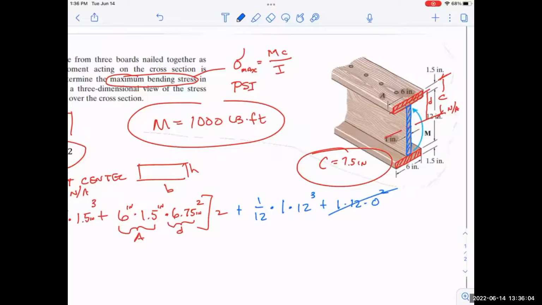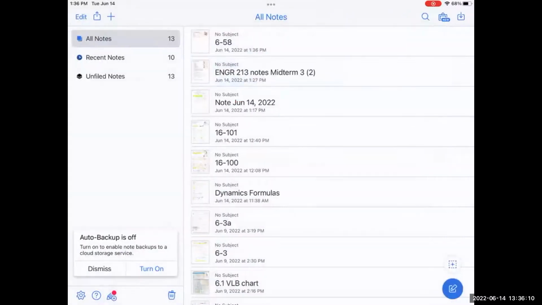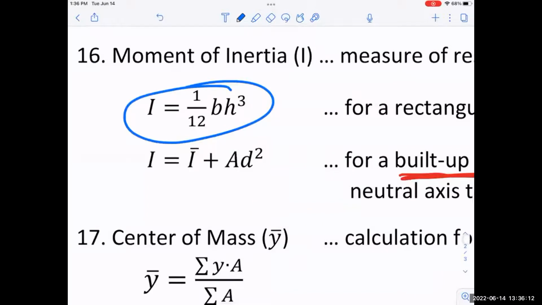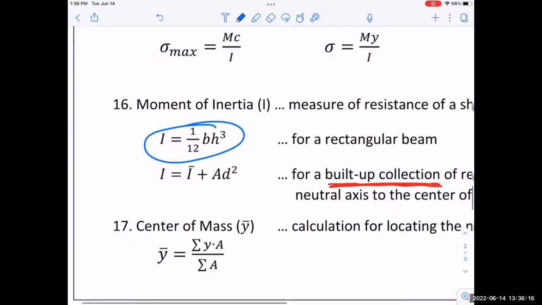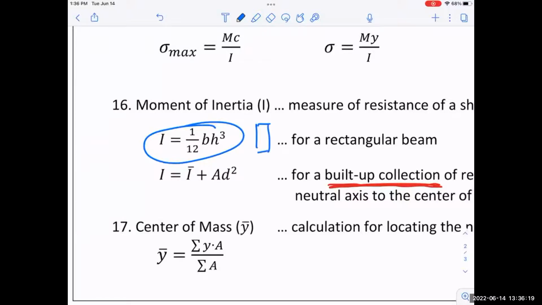And for that reason, when you're doing just a normal beam, that's why the note sheet said for a beam, just do this formula. For a rectangular beam where the whole thing is rectangular, the center of the neutral axis is right in the middle of it. Therefore, it won't have a D. And so they're basically just saying you just need the 1/12 BH cubed formula.